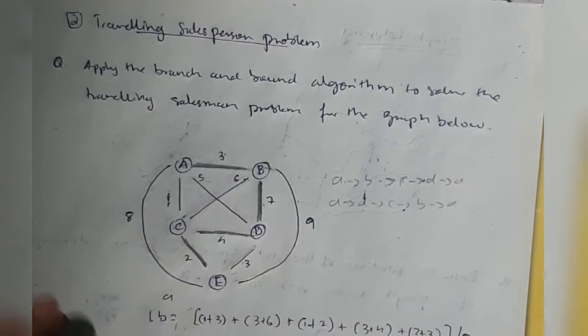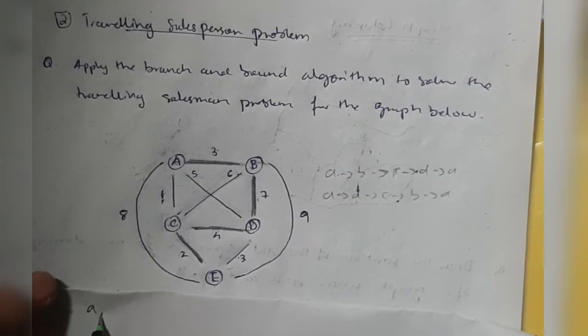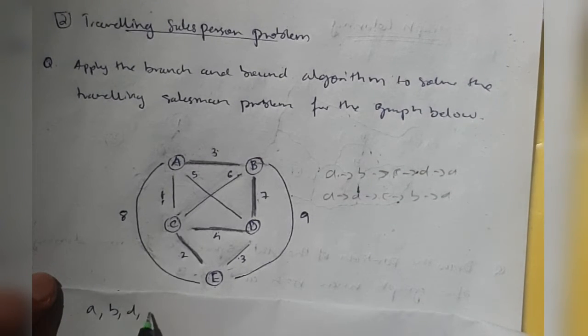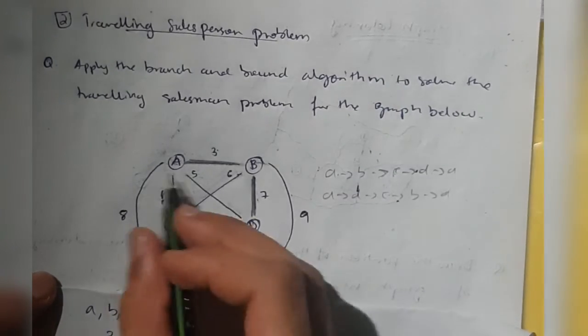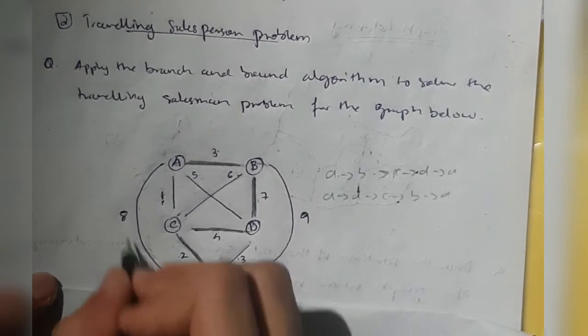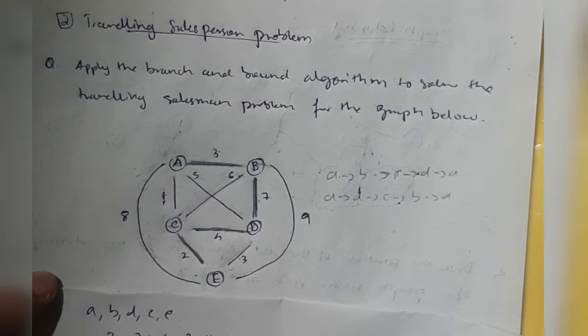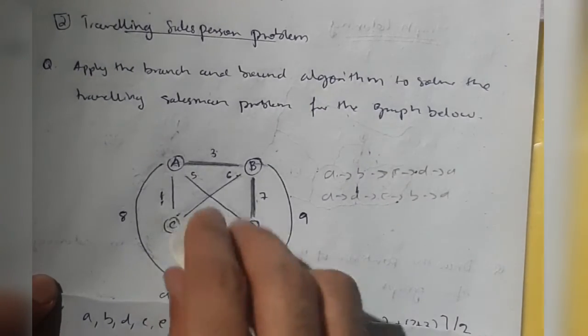So the cost of the edges in the case A, B, D, C, E. In this case, the sum of the edges will be 3 plus 7 plus 4 plus 2 plus till A it is 8. So calculating this, we'll get the answer as 24.